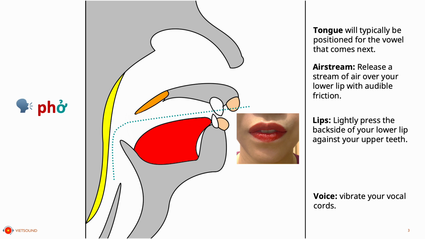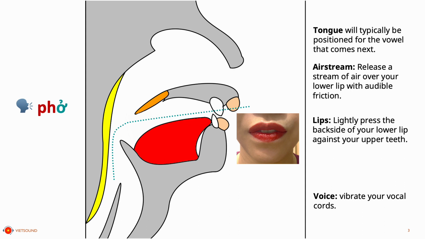To pronounce the F sound, your tongue will typically be positioned for the vowel that comes next. The focal point of the F sound is the airstream and the lips. First, release a stream of air over the lower lip with audible friction and lightly press the backside of your lower lip against your upper teeth.